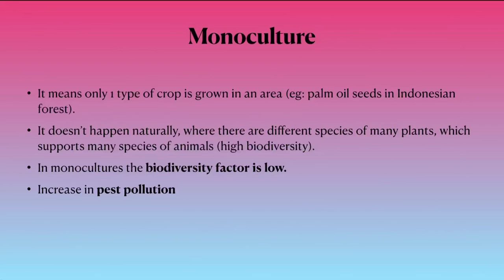Monoculture. This means only one type of crop is grown in an area. An example is palm oil seeds in the Indonesian forest. It does not happen naturally, where there are different species of many plants, which supports many species of animals, giving high biodiversity. Although in monoculture the biodiversity is low, it also increases the pest population.